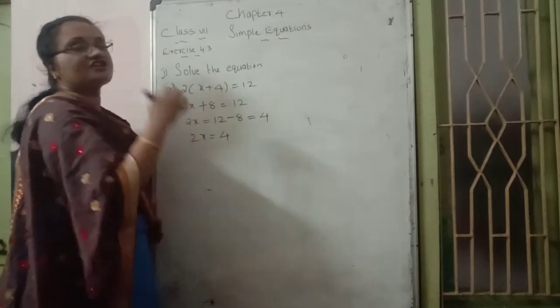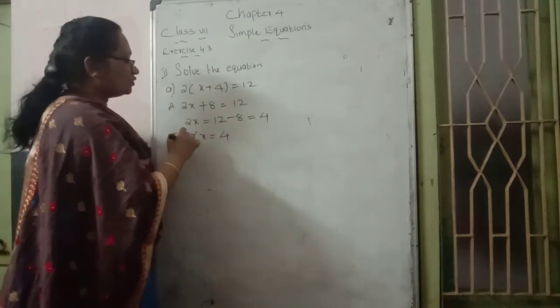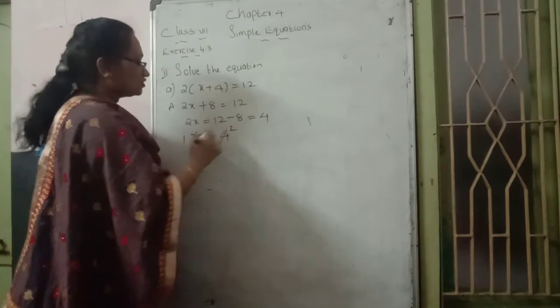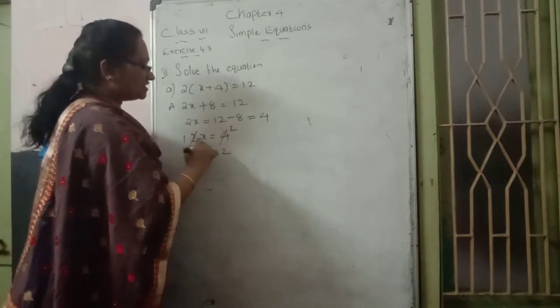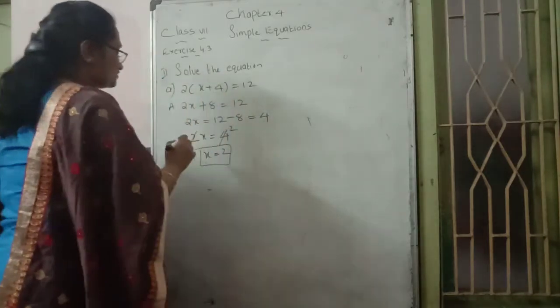Then check whether numerator and numerator cancellation is possible. Yes, 2 times 2 is 1, 2 times 4 is 2. So the x value becomes how much? 2 is the answer. I hope you can understand this one.